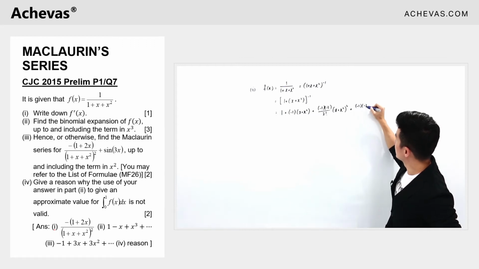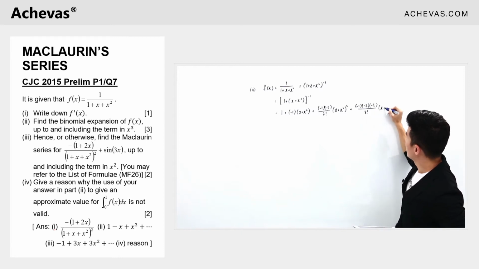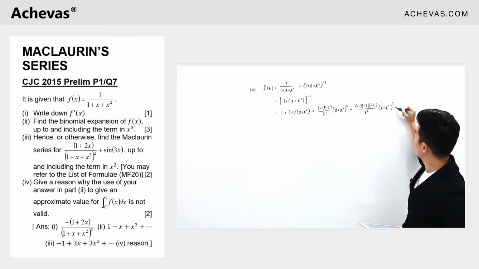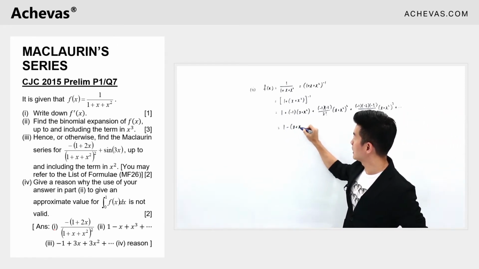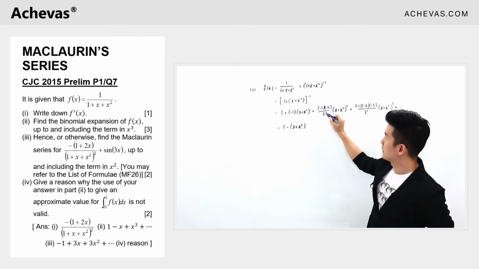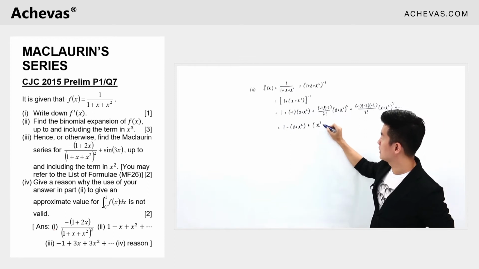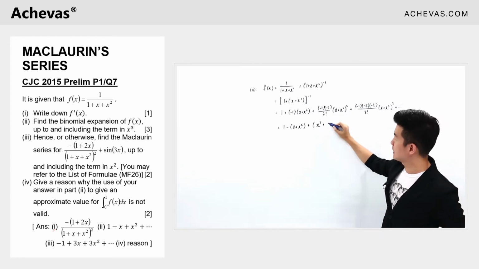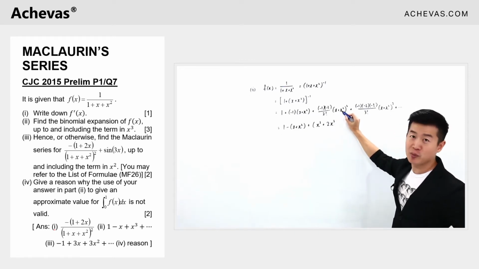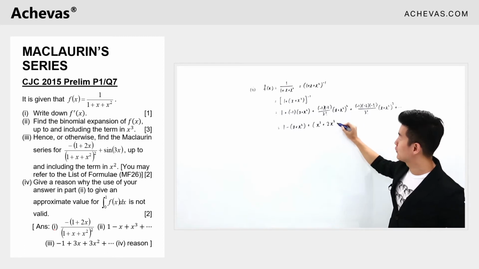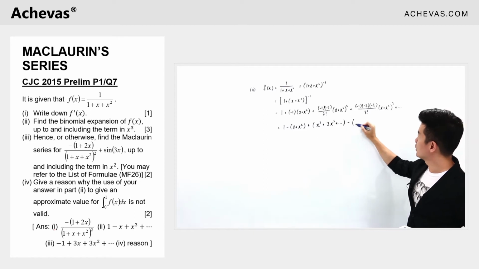So (-1)(-2)(-3)/3! times (x + x²)³ and so on. So what I have here is 1 - x - x². Then this divided by this is 1. And expanding this, the first term, it will become x² + 2 times the first term and the second term, so 2 times x times x², x³, and the other term is going to be x⁴, I'm going to ignore it.